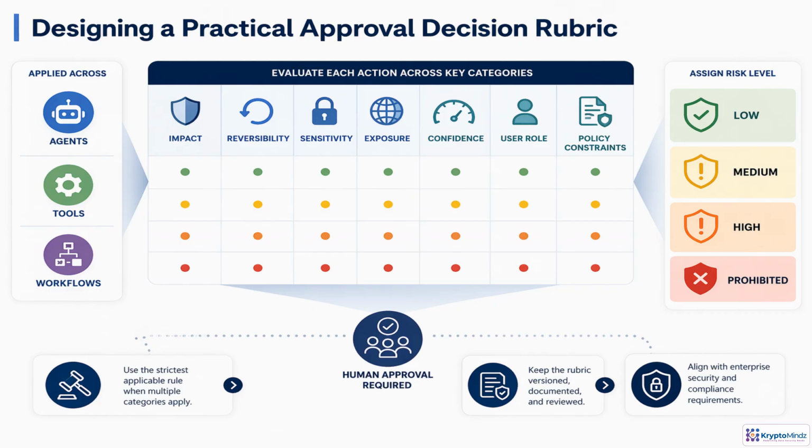The key is not to average the risk. If one factor is severe, apply the strictest relevant rule. Finally, treat the rubric as a controlled artifact. Version it, document exceptions, review it regularly, and keep it aligned with security, compliance, and business policy.